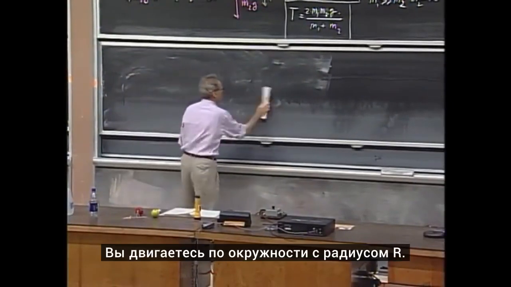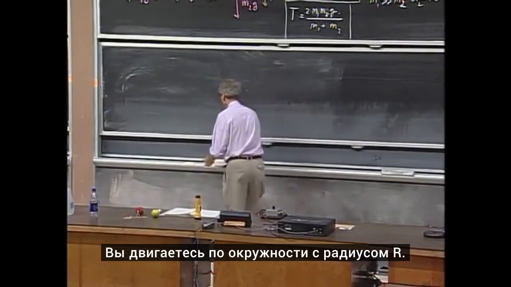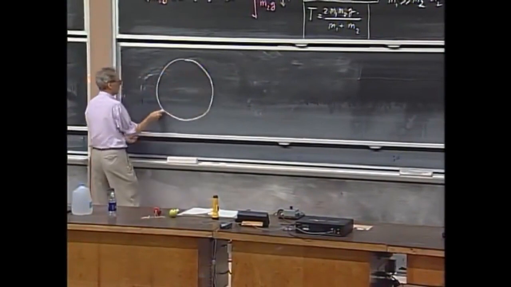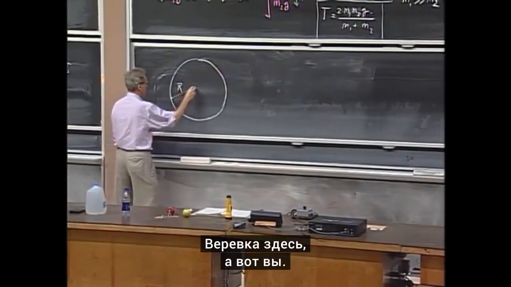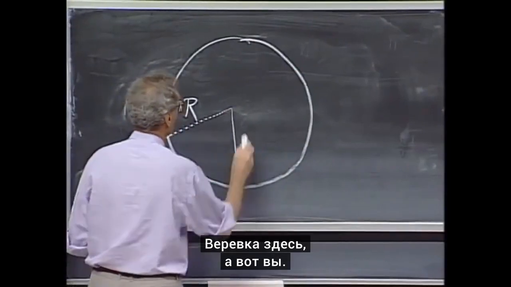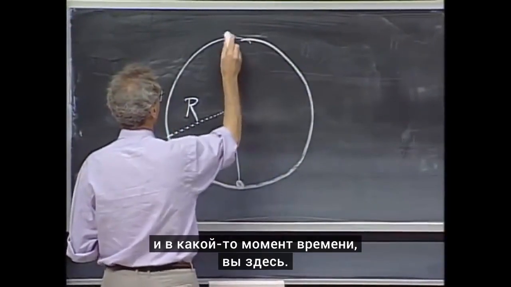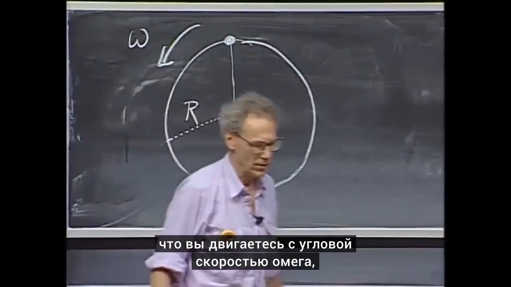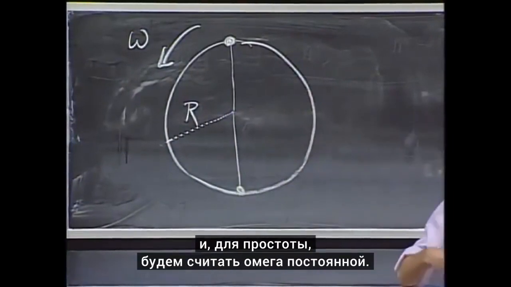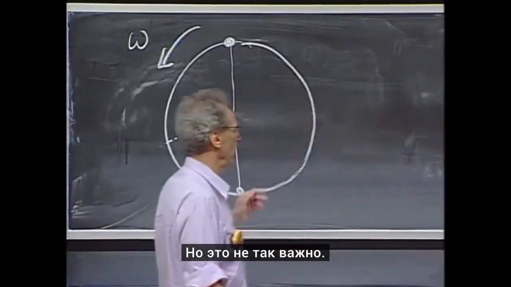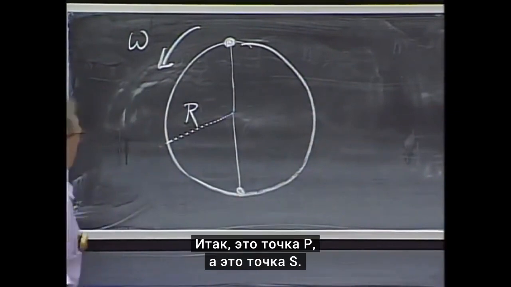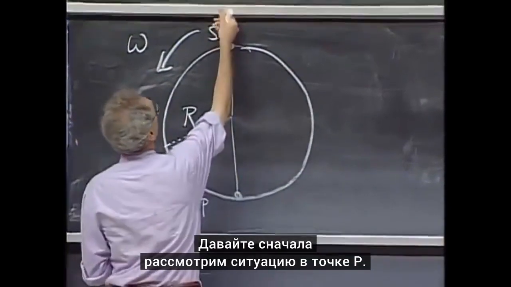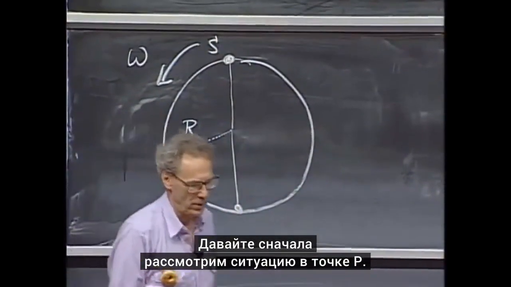You go around a circle which has radius r. Here is that circle. There's a string here, you're here, and there's a string here, and at some point in time you're there, and you're going around. Let's assume that you're going around with an angular velocity omega, and for simplicity we keep omega constant. But that's really not that important. Okay, this is point P, and this is point S. Let's first look at the situation at point P.